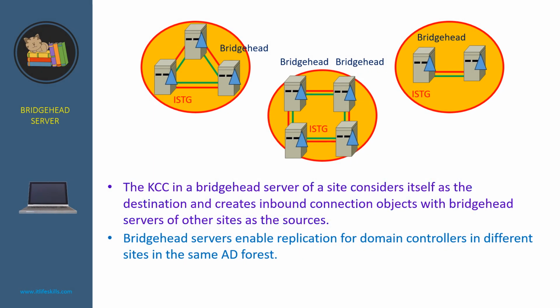The KCC in a bridgehead server of a site considers itself as a destination and creates inbound connection objects with bridgehead servers of other sites as the sources. As you can see, bridgehead servers enable replication for domain controllers in different sites in the same AD forest.